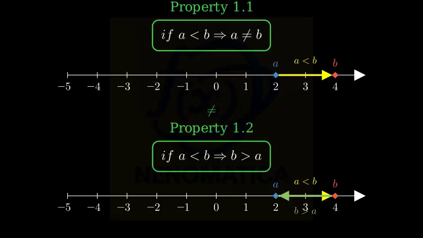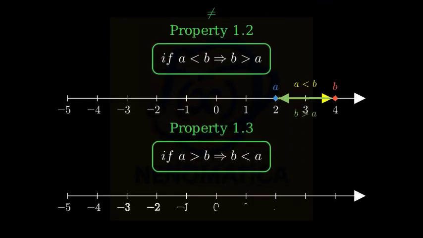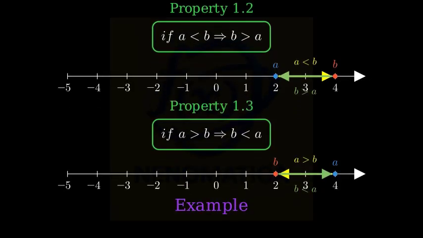The third rule states that if a is greater than b, then b is less than a. This is essentially the same as the second rule, but starting from the opposite perspective. Again, it demonstrates the symmetric nature of inequality relationships. Now, let's look at a concrete example to better understand these properties.